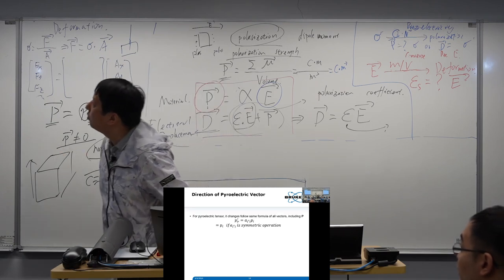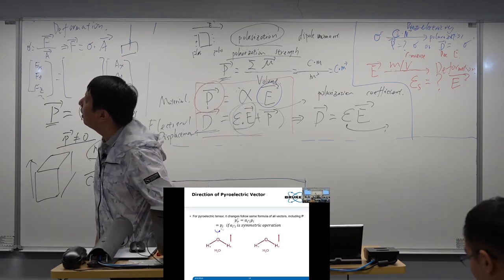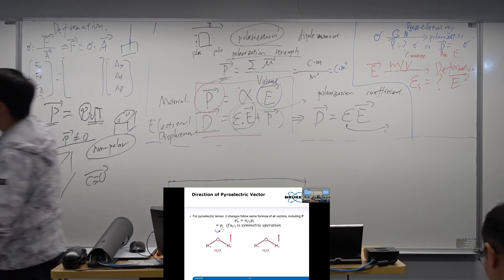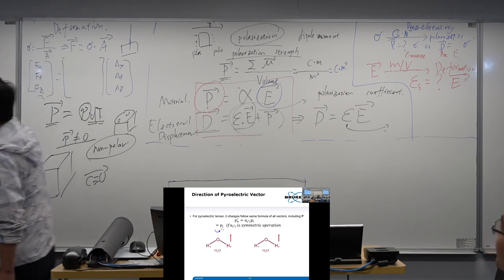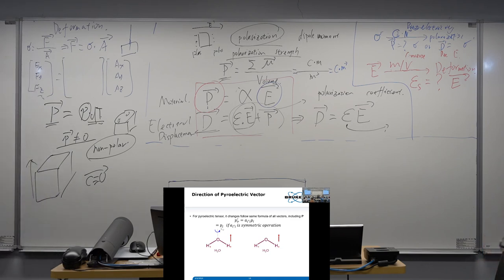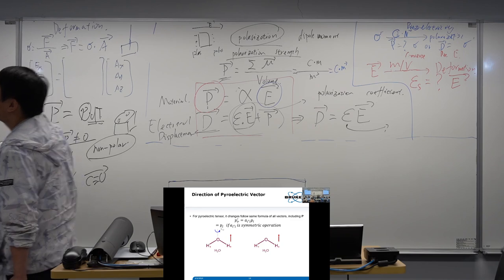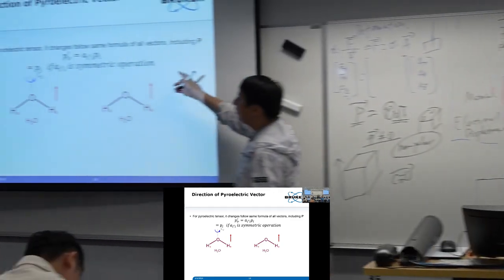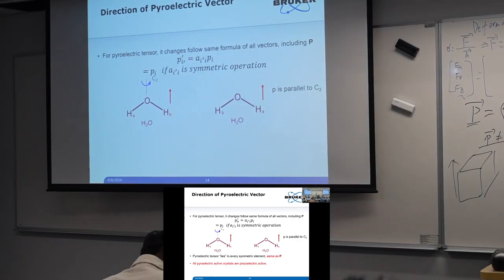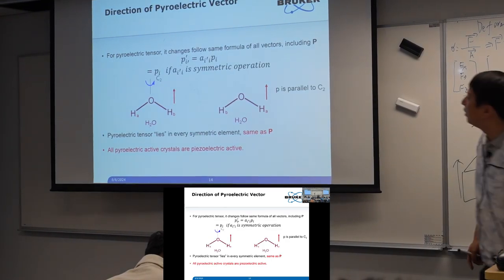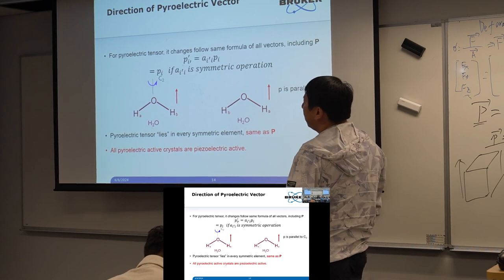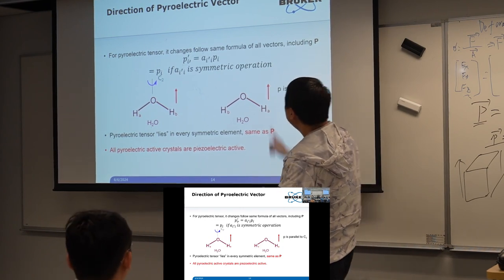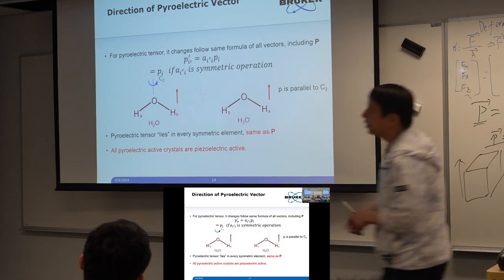Then we can easily define the pyroelectricity vector. This one should follow the axis of our molecules. For example, water. Water is polarized, right? So it has a dipole moment in this direction. So if we want to describe the pyroelectricity's direction, it should follow the same direction.